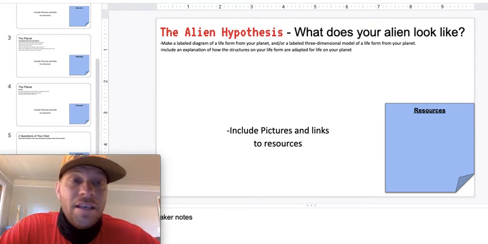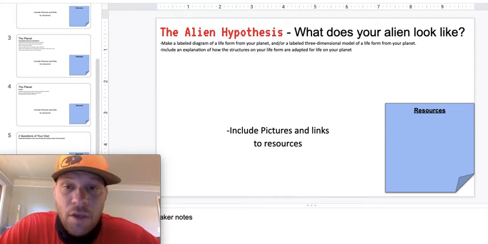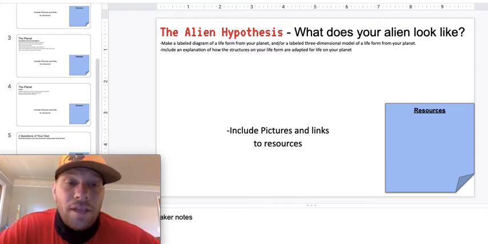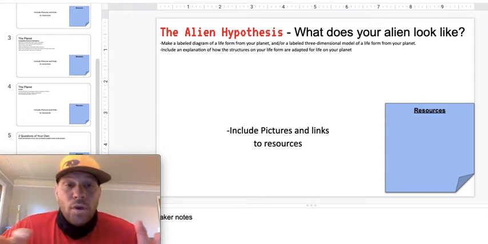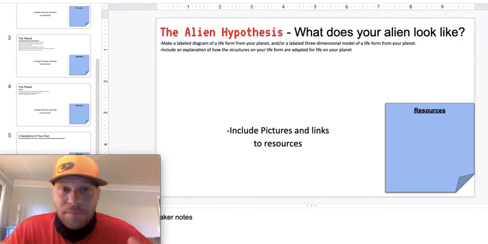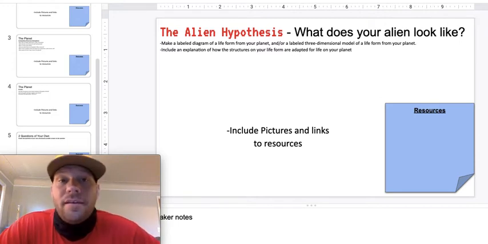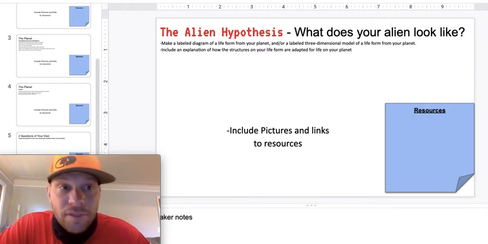And then finally, the alien hypothesis. What does your alien look like? Make a labeled drawing with the life form, including what adaptations or features on that alien are the result of where it lives and the actual characteristics of that planet.